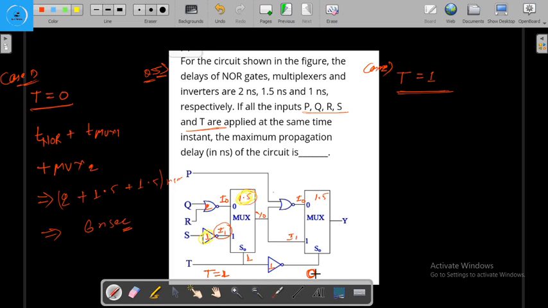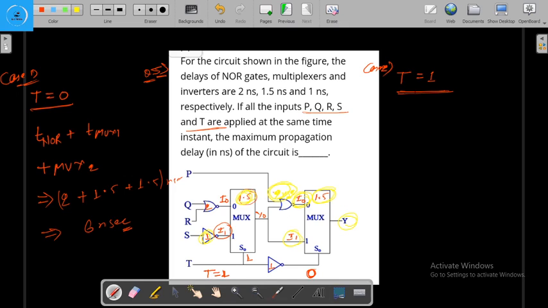Now this S0 will be 0, so we are going to concentrate here at Y0, at I0 rather than I1. Okay, so for getting I1 from Y0, we have to wait again 2 nanosecond. So we have to wait for the 2 nanosecond, and for getting this Y, we have to again wait for the 1.5 nanosecond.